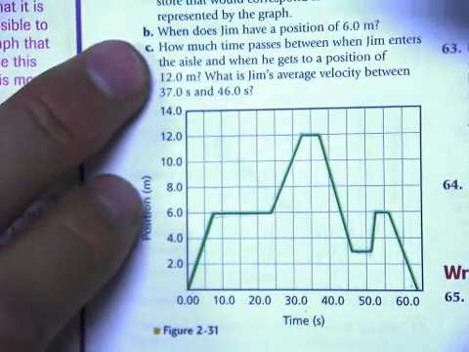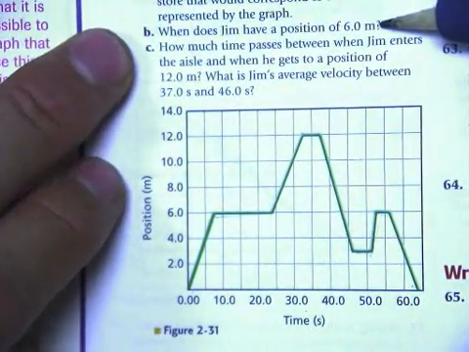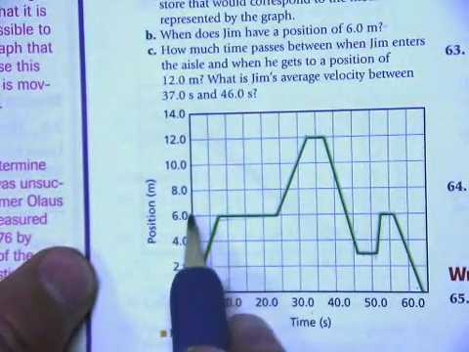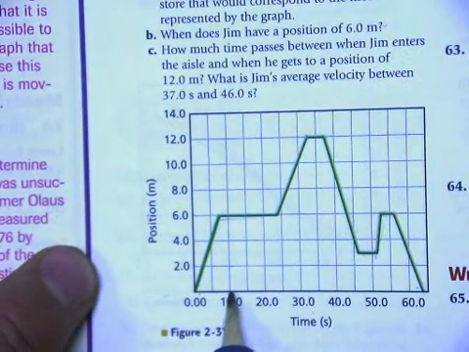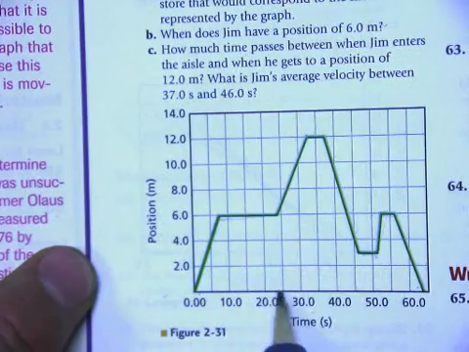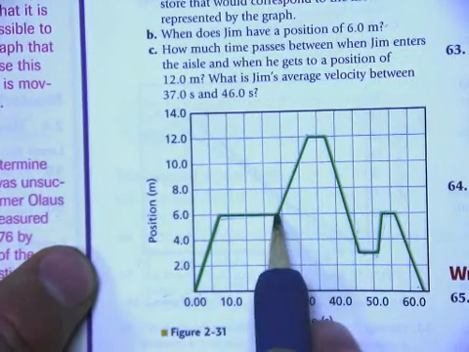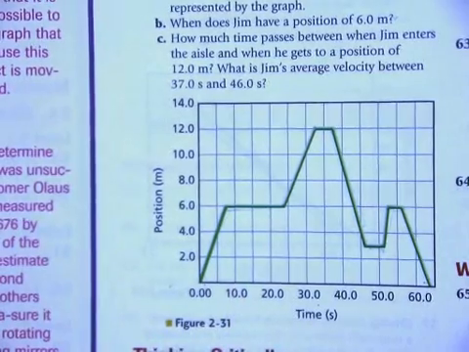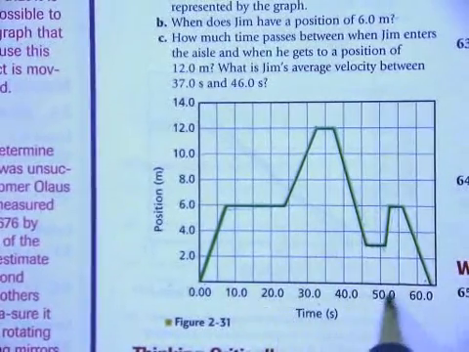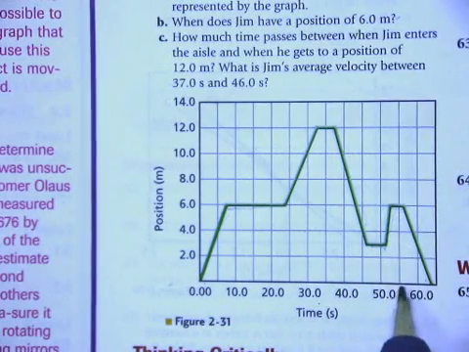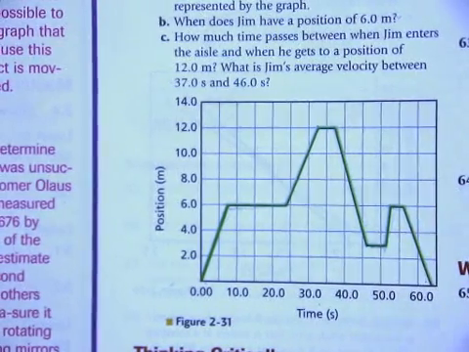Part B says, when does Jim have a position of 6 meters? So it looks like he has a position of 6 meters from, this is 10 seconds, so that's 5, so it looks like from 7 seconds to 24 seconds. So from 7 to 24 seconds, and then over here he's got that same position from like 52 to 56.